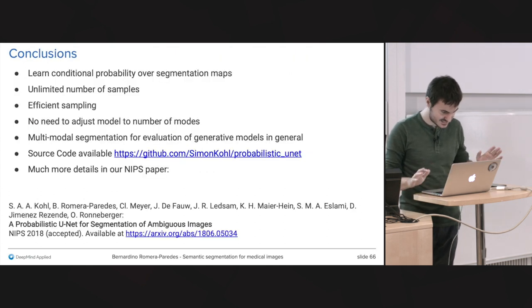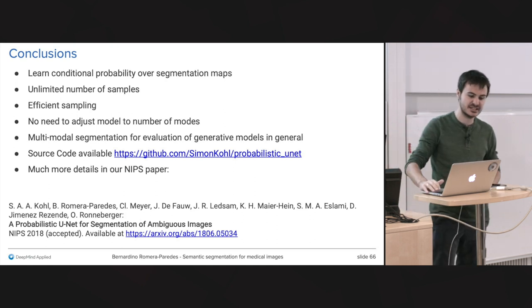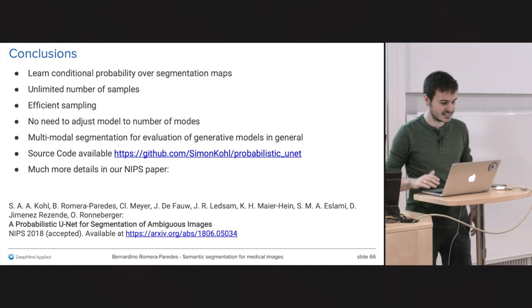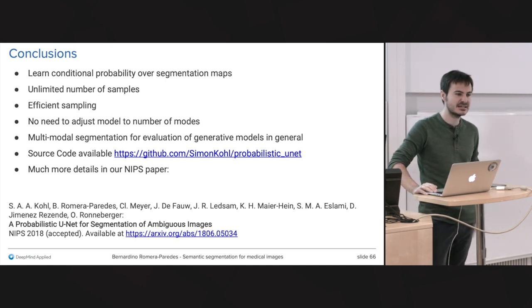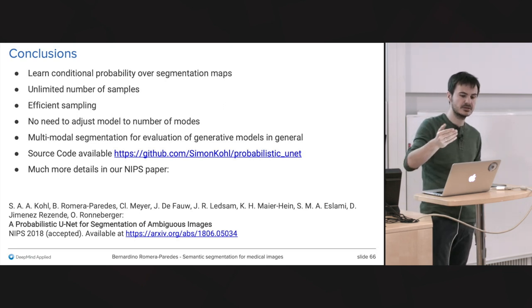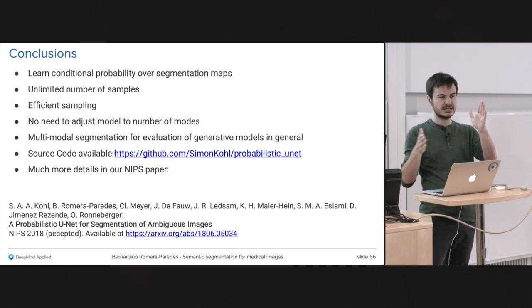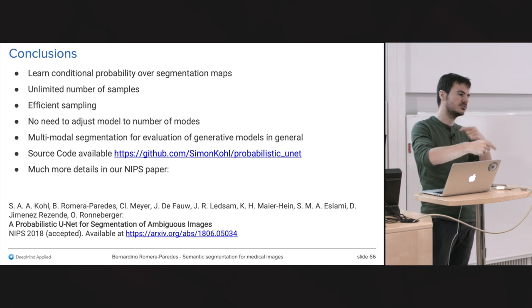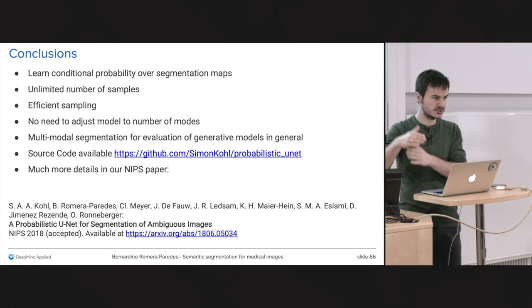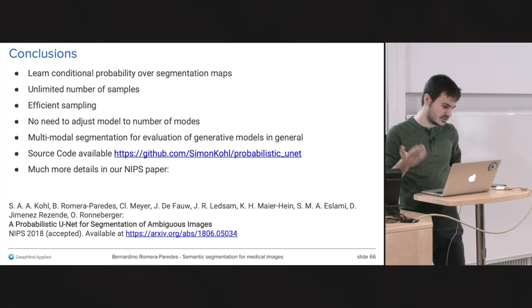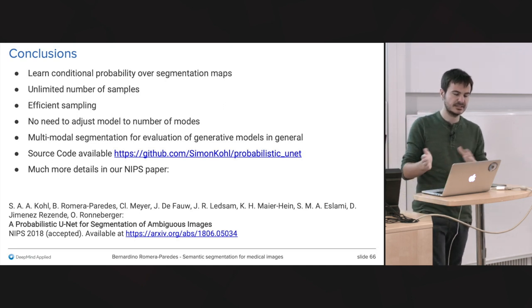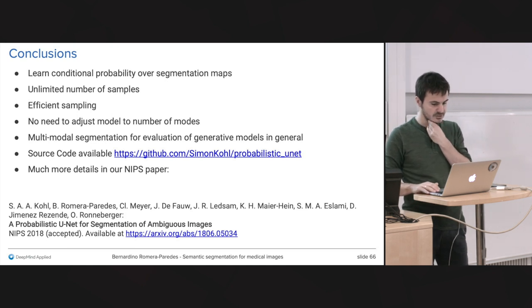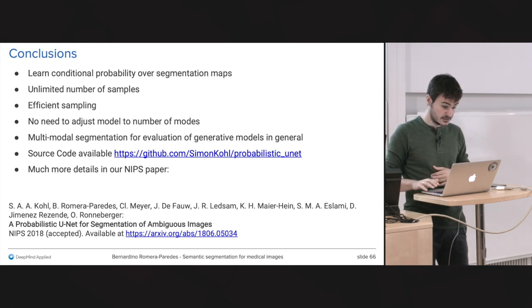So that's the end. Just to finish with some conclusions about this project. We have this approach that learns a conditional probability over segmentation maps. It's able to provide an unlimited number of samples, as many as you want. It's also very efficient when it comes to sampling, because you only have to recalculate the last part of the model, you don't need to recompute all the activations in the UNet. There is no need to adjust for the number of modes. This application could also be used as another way to evaluate conditional generative models.